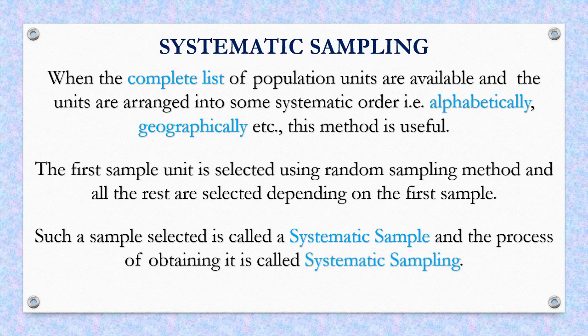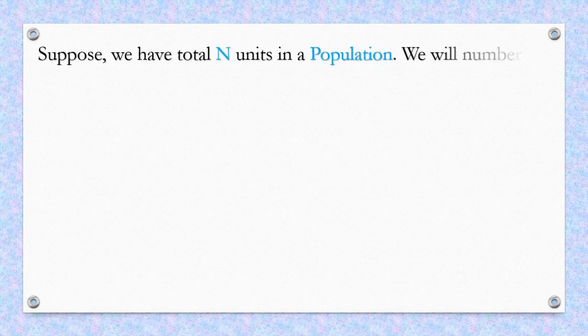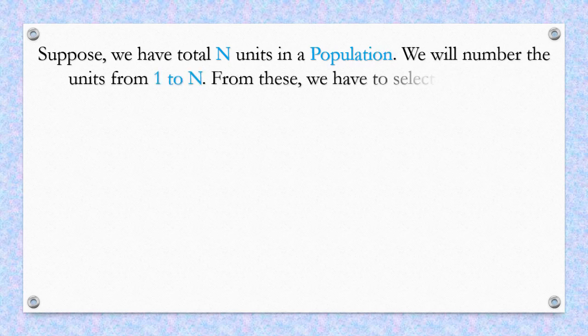Let's see how we do this using some symbols. Suppose we have a total of capital N units in a population. We will number the units from 1 to capital N. From this we have to select small n samples. For example, we have 100 units and we have to select 10 samples, something like that. So capital N is the population, small n is the sample.